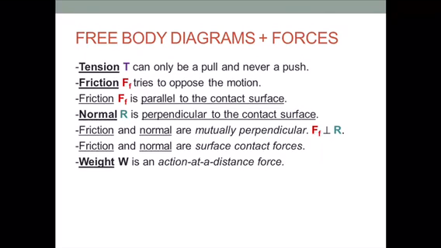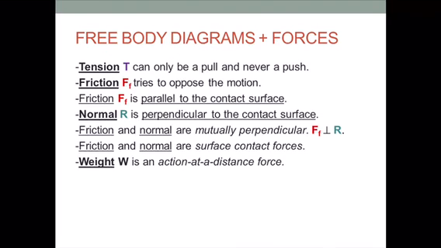So there are a few types of forces that we'll need to know. There's tension, which is denoted by T. It can only be a pull and never a push. Friction, which is denoted by F with a small f next to it, tries to oppose the motion. So if you try to move an object to the right, friction force will be to the left. The friction is always parallel to the contact surface, meaning if you're moving that object horizontally to the right, friction will be horizontally to the left.